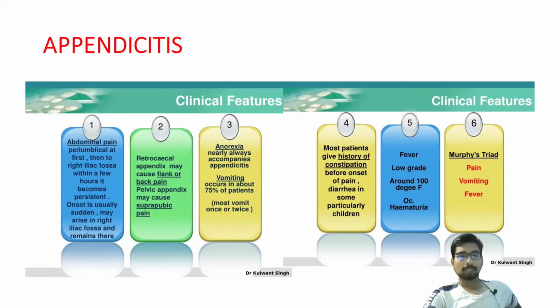Anorexia nearly always accompanies appendicitis, and vomiting occurs in about 75% of patients. Most vomit once or twice. Most patients give a history of constipation before the onset of pain, or diarrhea in some, particularly in children. Fever is low grade, around 100 degrees Fahrenheit, with occasional hematuria. Murphy's triad is pain, vomiting, and fever.